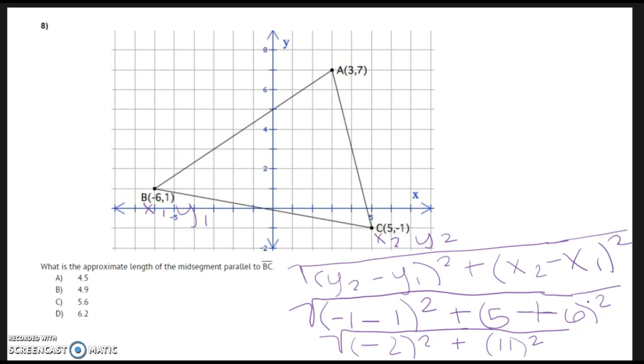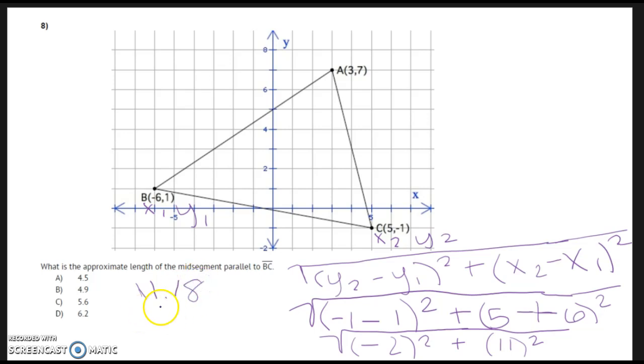So you're going to put this into your calculator. And you're going to get a decimal approximation. Since it's asking for the approximate, remember we do want to do an approximation. You want to get a decimal. You don't want to leave it as a square root. So you're going to get the square root of 125, which is going to give you about 11.18. But that's not what we're looking for. You'll notice that doesn't show up in your answer choices. That's because that's the length of BC.